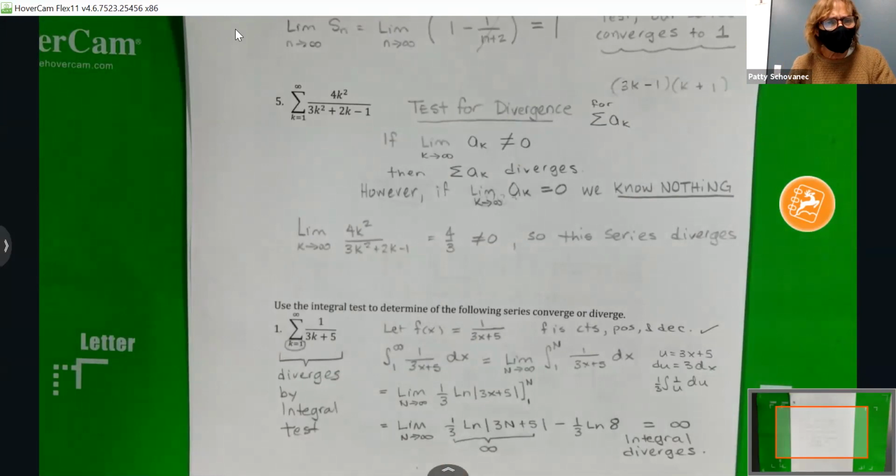Questions, anybody? f of x has to have a limit of 0 as x goes to infinity. It has to decrease. So yes, if f of x fits the shape of the curve, then it does have to go to 0 as x goes to infinity. It does, absolutely.